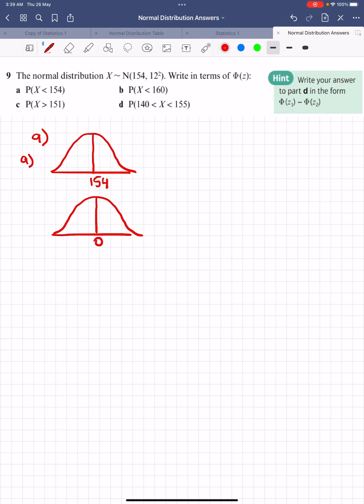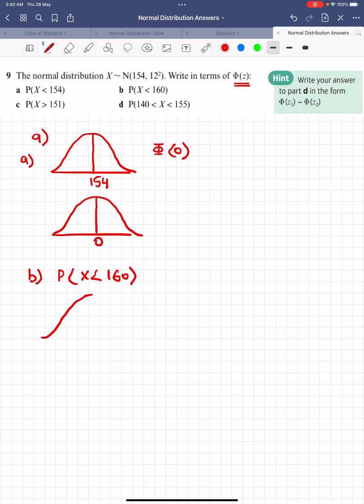against 0. So I need to write in terms of probability. So 154, the z value corresponding to 154 is 0. So the answer for A will be the probability of 0. Part B, probability that X value is less than 160.